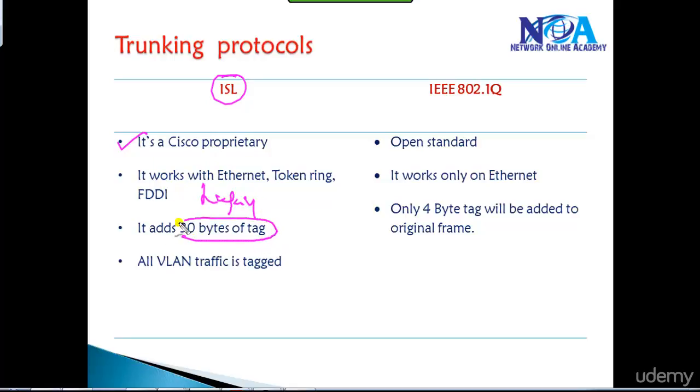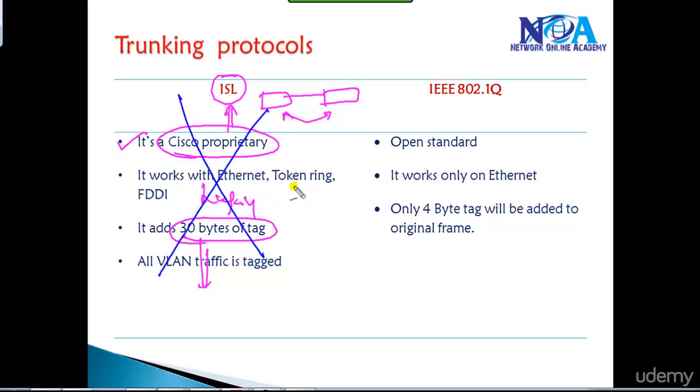And the major disadvantage with this one is it is going to add 30 bytes of tag, which is going to add some extra overhead on the switches to add and remove the tag. And also it is a proprietary method of Cisco. So if you're using Cisco on both the sides, probably ISL is going to work. Now in today's networks, ISL is no more supported in most of the Cisco platforms, and even Cisco uses the default trunking protocol as .1Q.